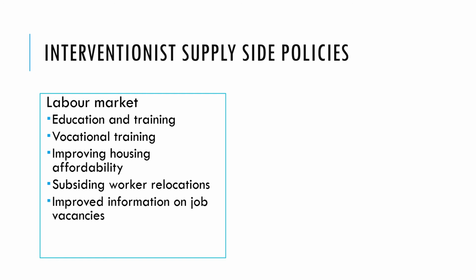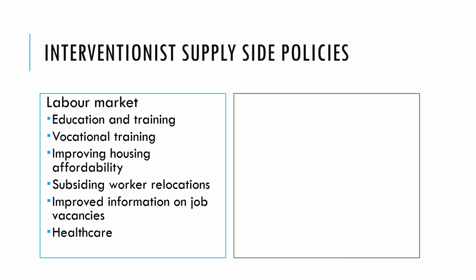Improving information about job vacancies, so workers are more aware of where there are jobs and they can move to the jobs. The firms in those areas would benefit and again increase production. Investing in healthcare to provide a healthier workforce may reduce sick leave and absenteeism, which again would help businesses to produce more. In terms of investment, governments can improve transport links and infrastructure.